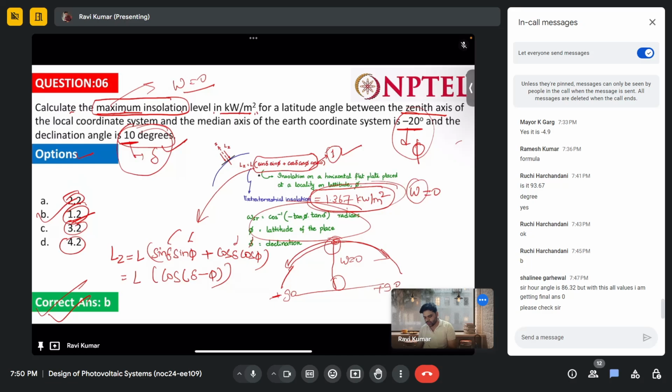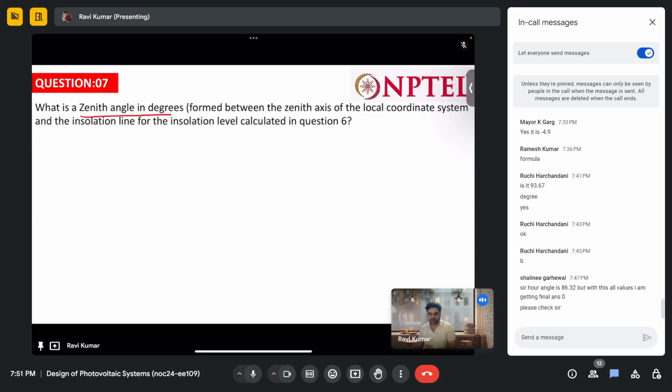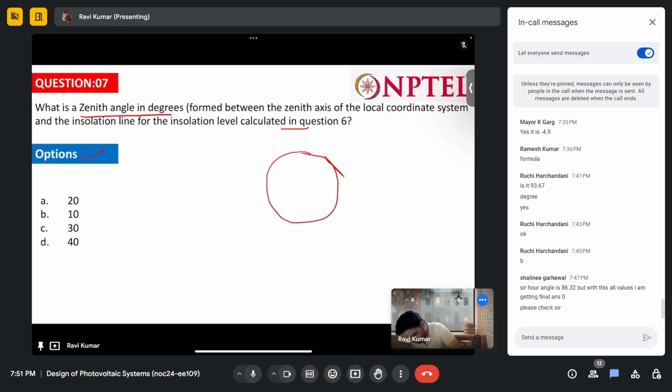It is saying what is the zenith angle formed between the zenith axis of the local coordinate system and the insolation line of the insolation level calculated in question 6. So these are the options. If this is the earth and this is the plane, this is our zenith axis, and let's say the sun is here, this is our zenith angle theta z, and this is our insolation line at this particular place. So it is asking about this theta z.